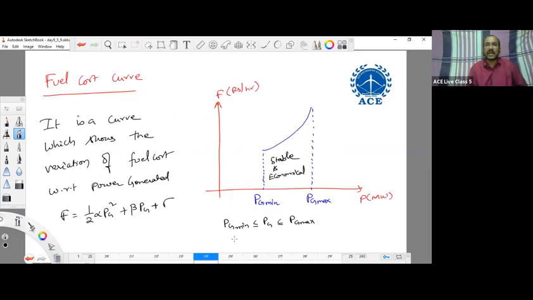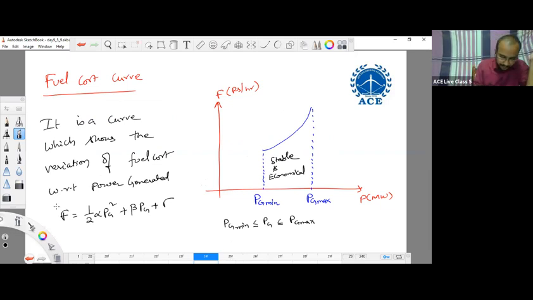What about the minimum value? What is minimum power? That is the power required to overcome the losses in the system. Minimum power is nothing but the power required to overcome the losses. If Pg is less than Pg minimum, what happens? The boiler flame will be unstable and the system will not be operating in a proper manner.